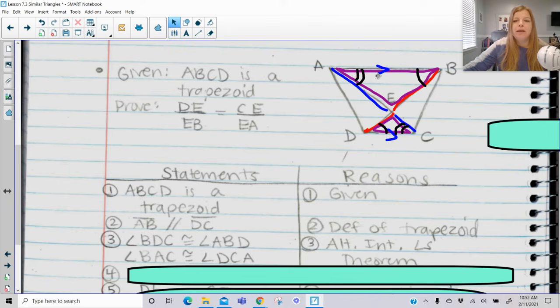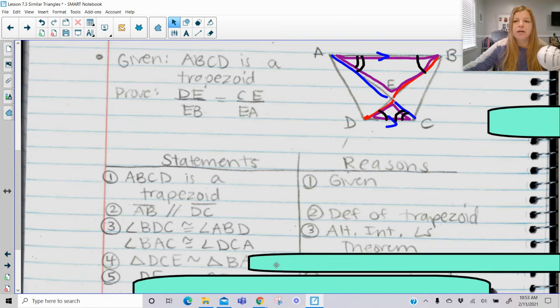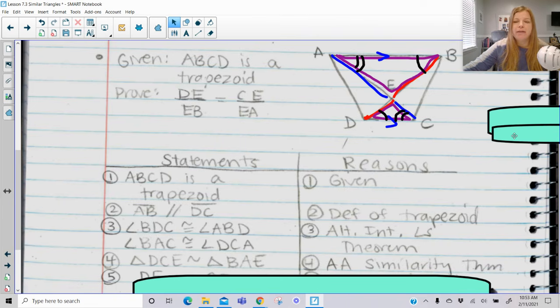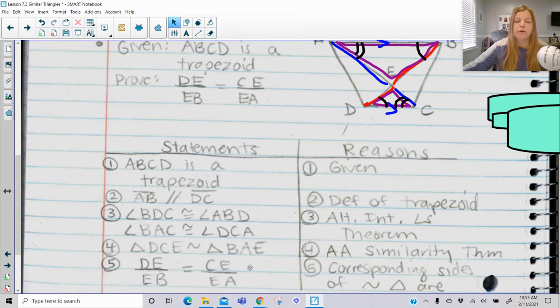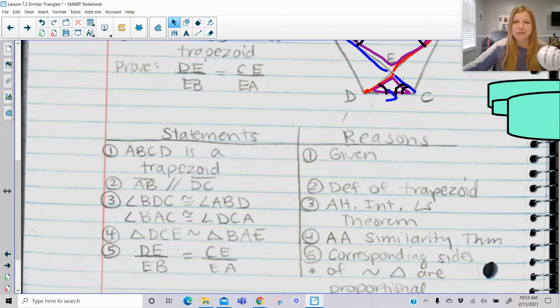So now look at this. Because of those diagonals in this trapezoid, we're now able to say, hey, these two triangles here definitely have two pairs of congruent angles. And now think about that. If I prove that these two triangles have two pairs of congruent angles, then I can say that those two triangles are similar to each other by the Angle-Angle Similarity Theorem. And then if these two triangles are similar to each other, well, then that must mean that the sides are proportional. And so I would be able to say DE over EB is equal to CE over EA. And that's because corresponding sides of similar triangles are proportional.